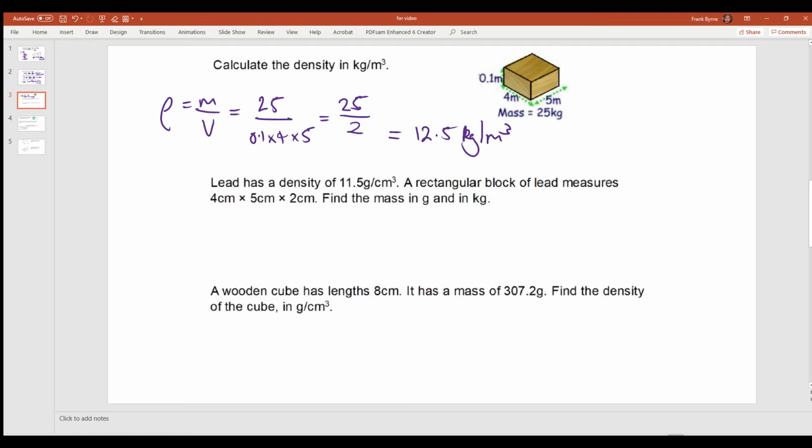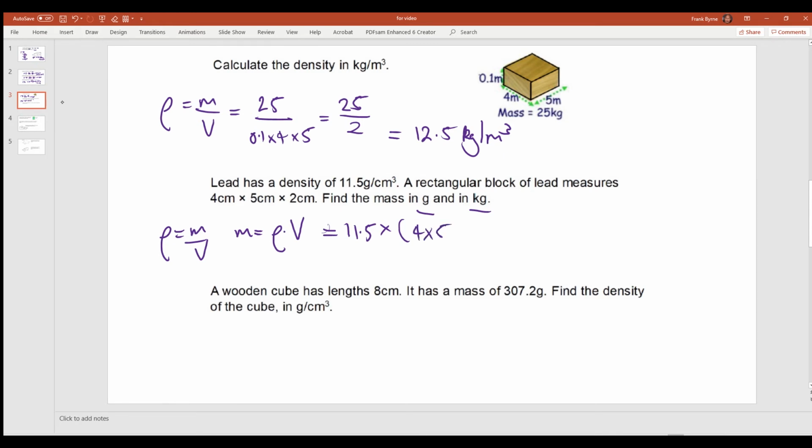Lead has a density of 11.5. A rectangular block of lead measures 4 by 5 by 2. Calculate the mass in grams and kilograms. Okay, so density equals mass over volume. Mass equals density times volume, or m equals rho v. So we've got 11.5, and that's grams per centimeter cubed, so we need to calculate the volume in centimeter cubed.